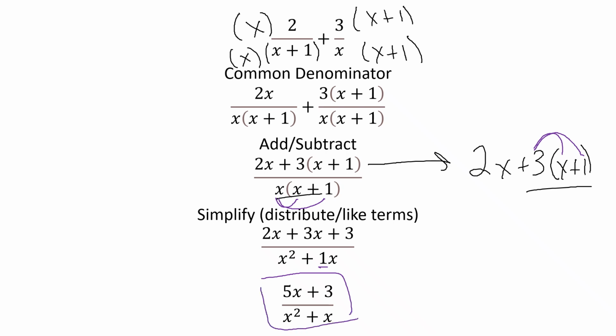So number one, find a common denominator. Do that by multiplying by each other. Add and subtract, and then you're going to distribute anything, find any like terms that you can simplify. This is messy and long, just focus on one step at a time.